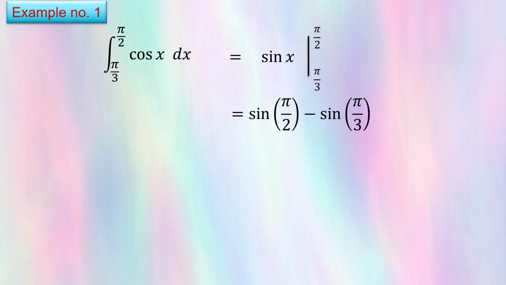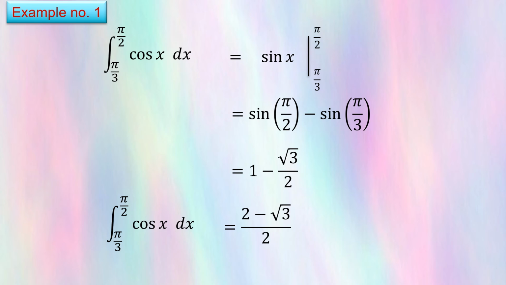In here, we are going to have sine pi over 2 minus sine pi over 3. Sine pi over 2 is equal to 1, while sine pi over 3 is equal to square root of 3 over 2. Subtracting it, it is equal to 2 minus square root of 3 over 2. So the integral of cosine x dx from pi over 3 to pi over 2 is equal to 2 minus square root of 3 over 2.